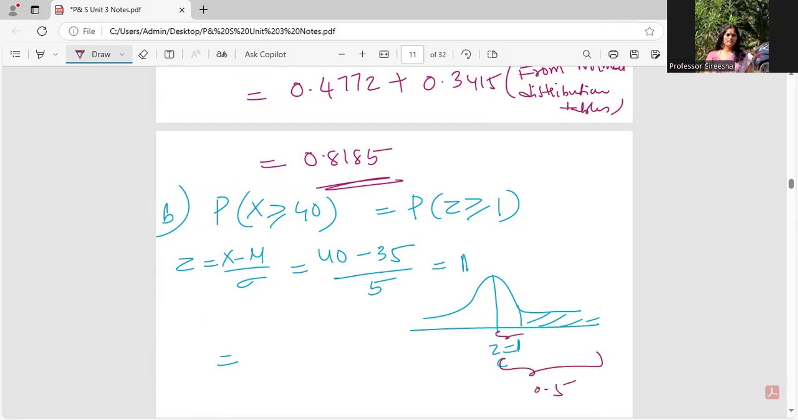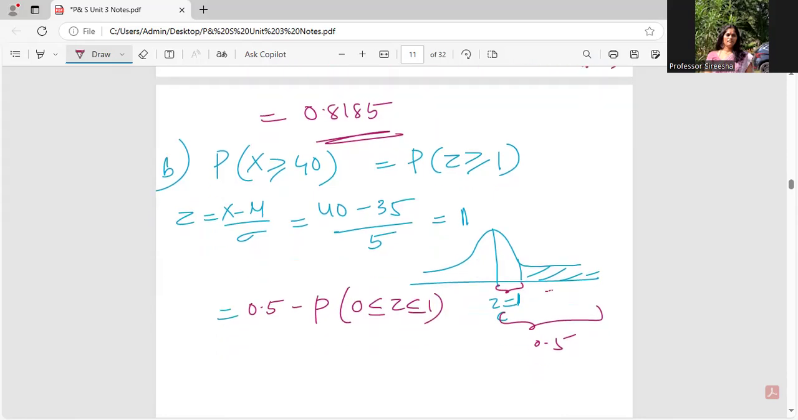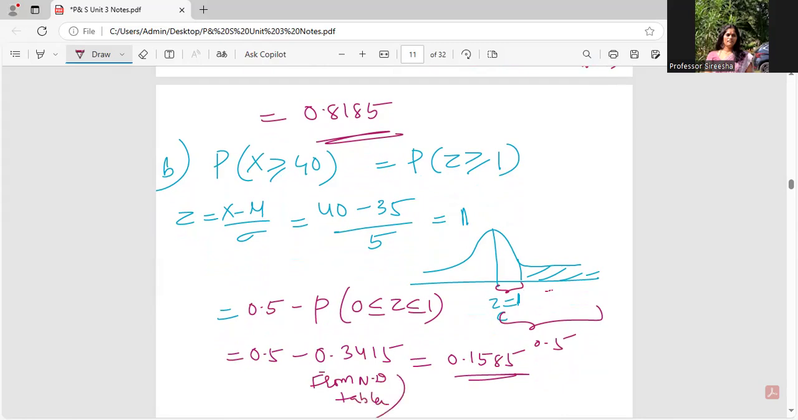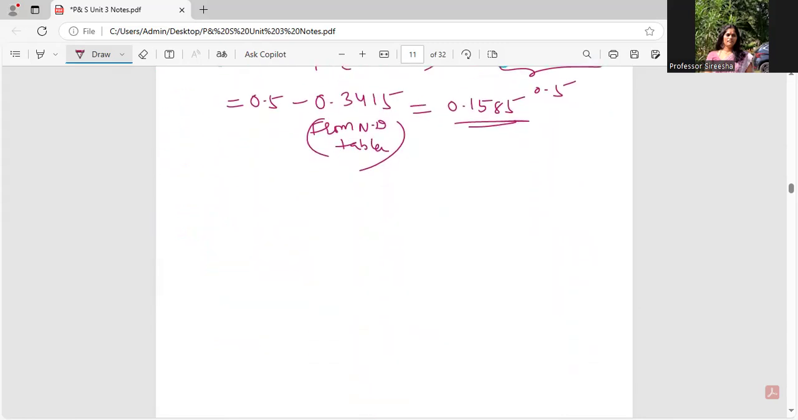0.5, from which I will remove the area from 0 to Z1. Okay, I'll be getting this shaded part. So from 0.5, I'll be removing the area from 0 less than or equal to Z less than or equal to 1. I'll be getting that part, whatever has been asked in the question. In the previous step, I have calculated the area from 0 to 1, which is 0.3415. If I subtract it, I'll be getting 0.1585. This is from the normal distribution table. You should make a mention whether it is from symmetry or from the normal distribution tables.